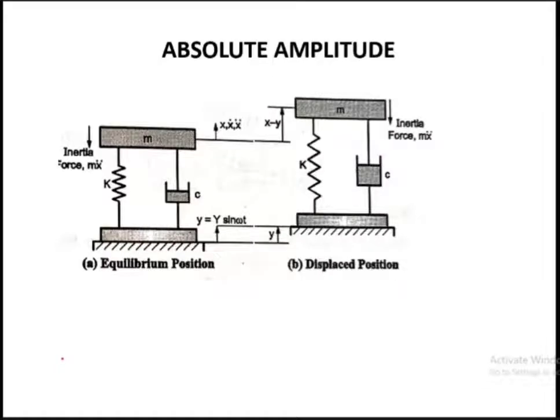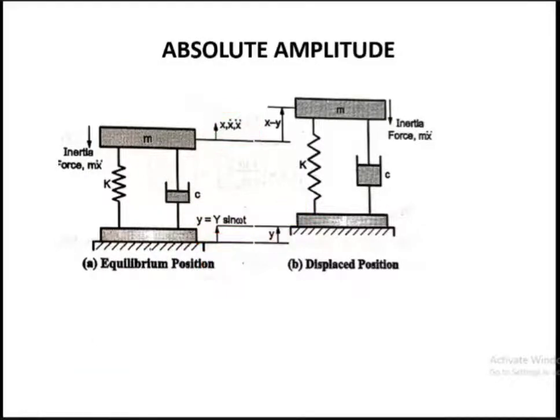Let me explain. Let us say this is a displaced position, a displaced diagram. Initially the base was at point A, and now from point A it went to point B. So the distance between point A and point B is nothing but y, the displacement given to the base, which is equal to y sine omega t. Similarly, the mass m will move by a displacement x.